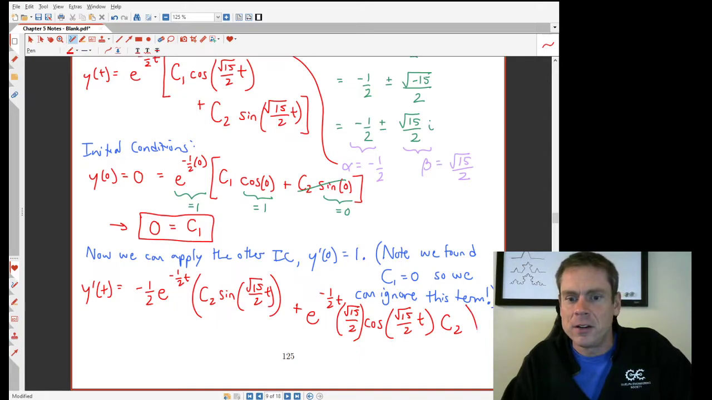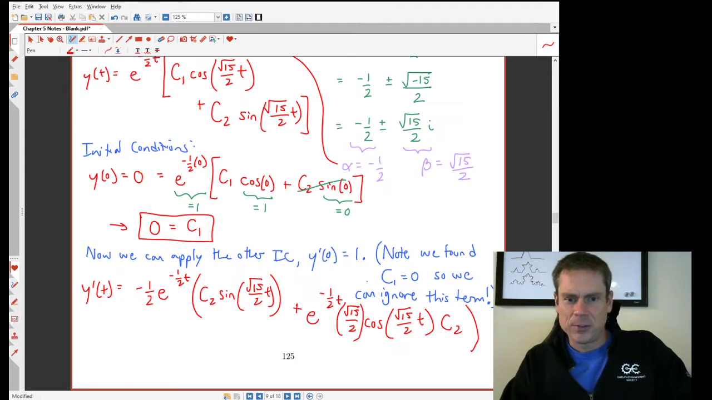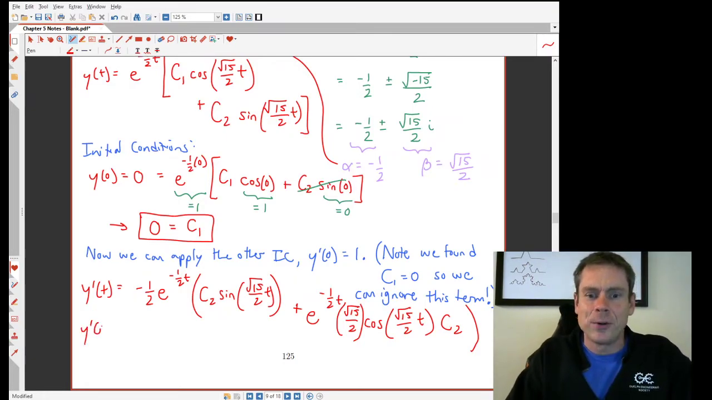That should be fine. Okay, so double check to make sure this is okay, especially the second one. The derivative of the first times the second plus the first times the derivative of the second is root 15 over 2. It comes out as a chain rule, cos of this, and I didn't forget my c2. So we're good. Okay, y prime of 0 equals 1, and we'll go right across and fill this in.